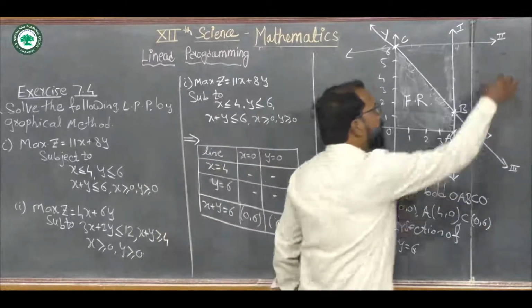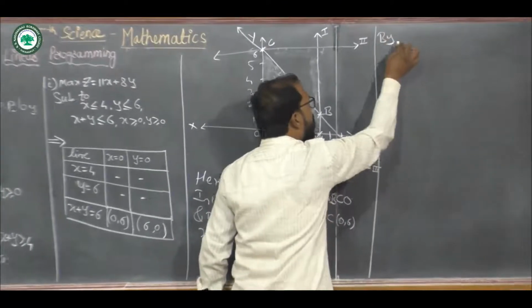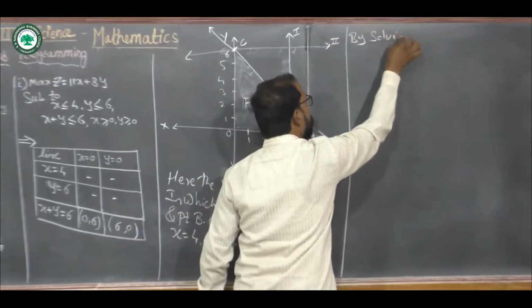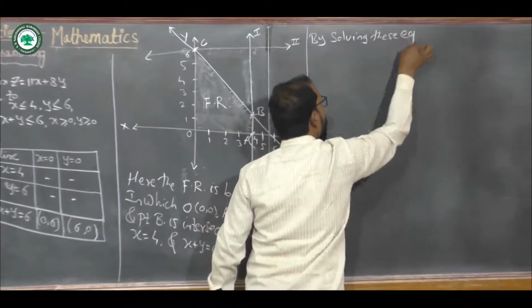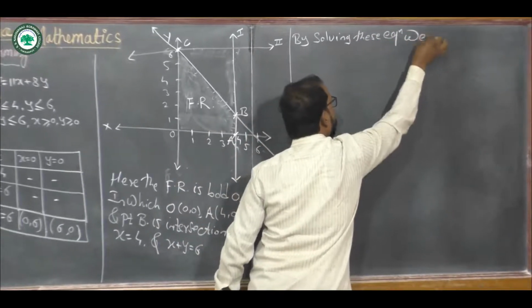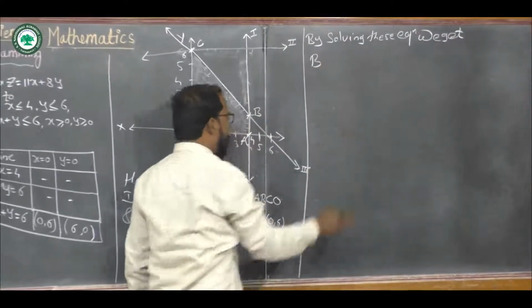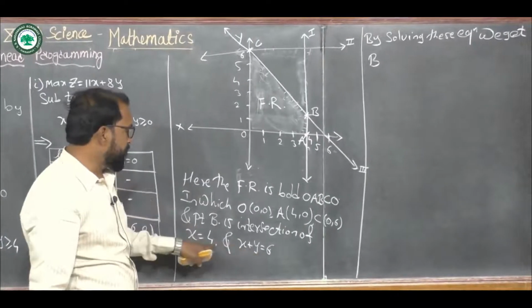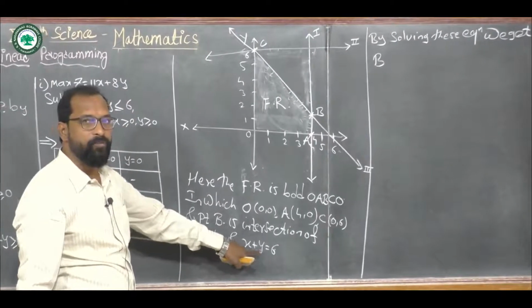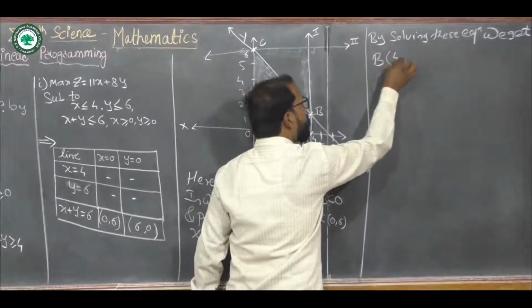So here we write, by solving these equations, we get the coordinates of B: x equals 4, and by putting x equals 4 in this equation, we get y equals 2. So we get the coordinates of B as 4, 2.